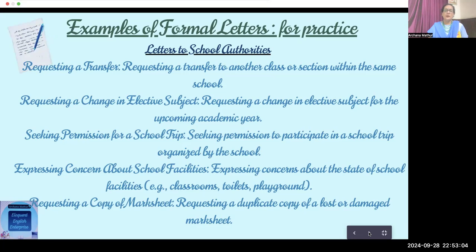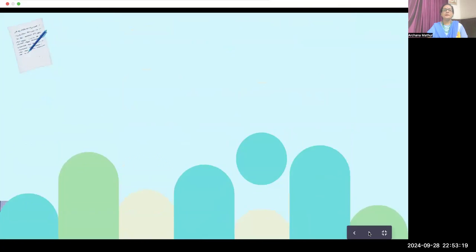The last one over here, of course, requesting a copy of mark sheet. Like, for example, you did get a mark sheet earlier, but you have probably misplaced it or it's got damaged for some reason. So you could request in writing for a duplicate copy.